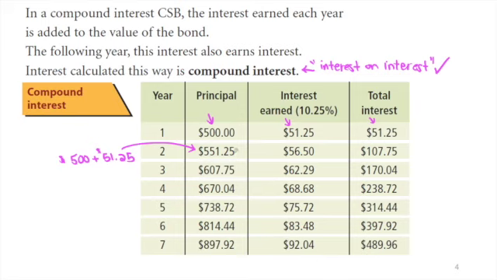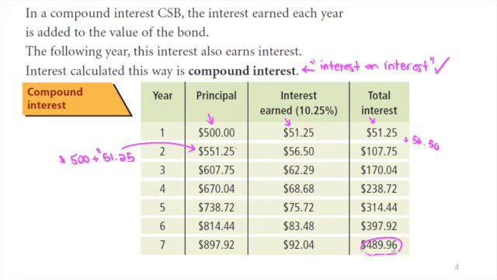So if you take 0.1025 of this $551.25, you get $56.50. So now you're going to add the $56.50 here to get $107.75. Okay, and you keep going down and getting that trend.